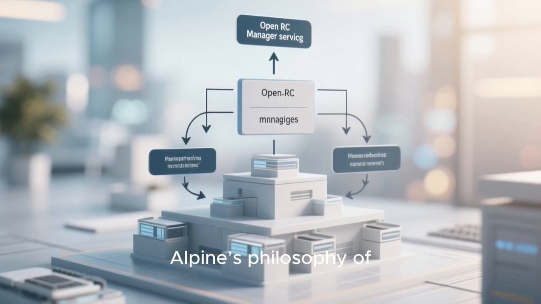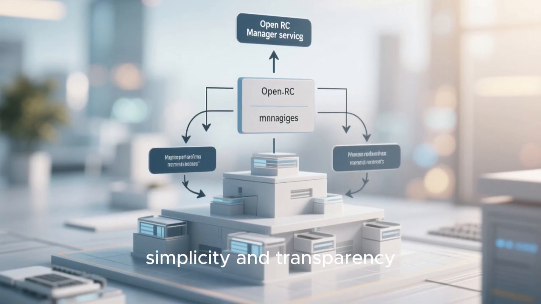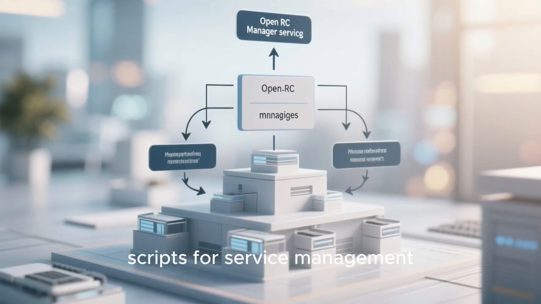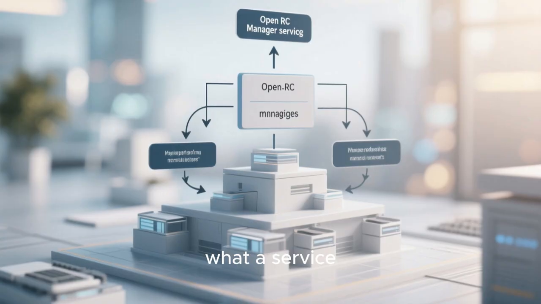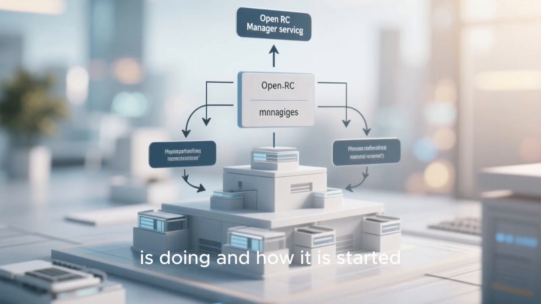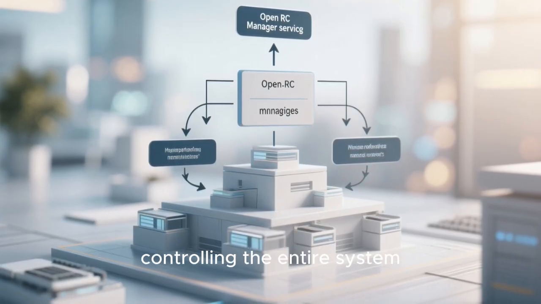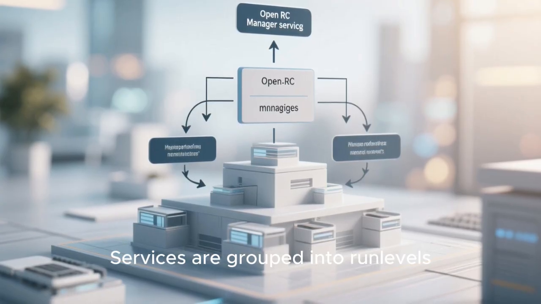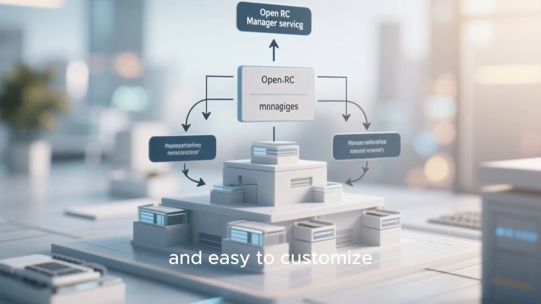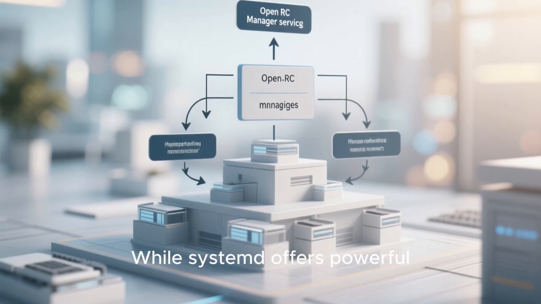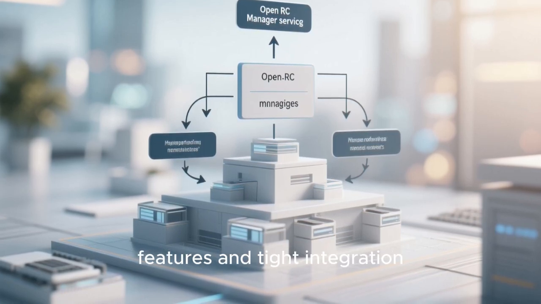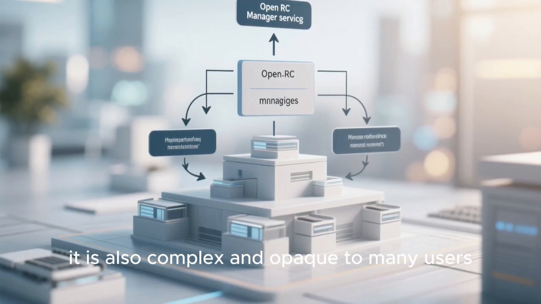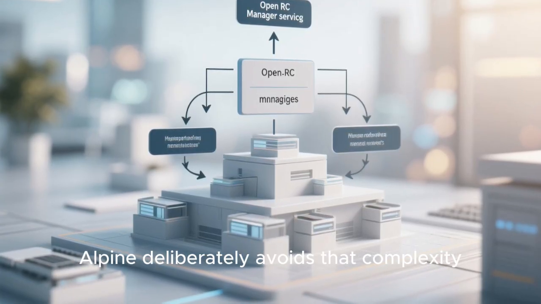Alpine Linux also uses OpenRC as its init system instead of systemd. This choice aligns with Alpine's philosophy of simplicity and transparency. OpenRC uses shell scripts for service management, which makes it easy to understand what a service is doing and how it is started. There is no central binary controlling the entire system. Services are grouped into run levels, and the boot process is straightforward and easy to customize. While systemd offers powerful features and tight integration, it is also complex and opaque to many users. Alpine deliberately avoids that complexity.